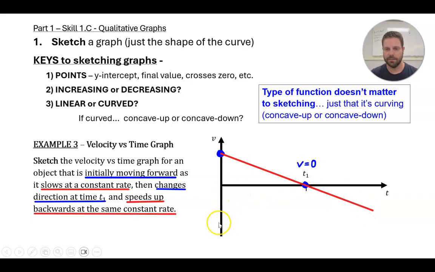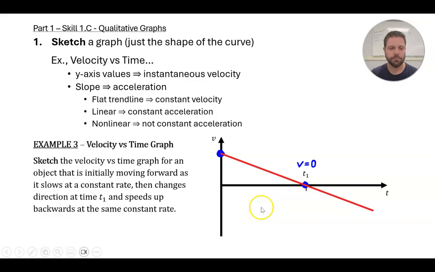It's important here to summarize some of the key ideas. Since the y-axis is velocity, y-axis values or points that we can plot represent the instantaneous velocities at different times. Slope, representing acceleration, can be constant velocity, so there is no slope, a flat trend line. It could be constant acceleration, where it's linear, positive or negative. And it could be nonlinear, where it's not a constant acceleration, and that would be where we'd have a curve.